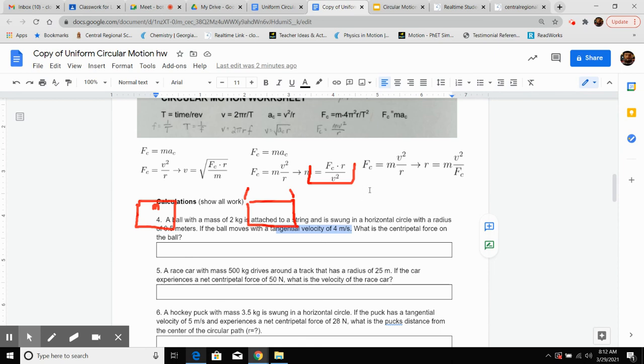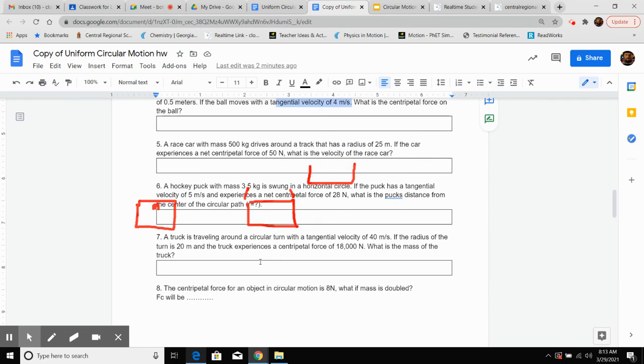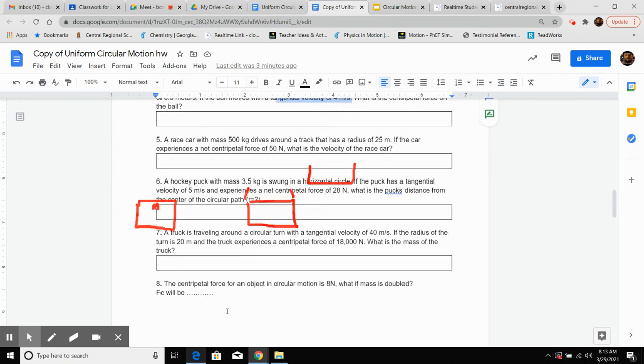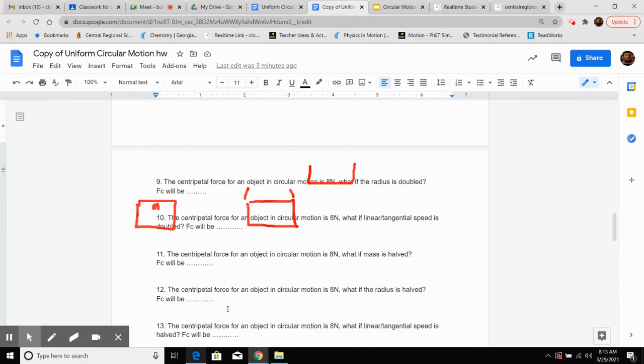Velocity. If you're looking for the velocity, you're going to be using this piece here. I would like to circle it, but then I'm going to have a bunch of dots on my screen. So for velocity, you take the centripetal force given multiplied by the radius divided by the mass and then square root it. These ones here: if the centripetal force is 8 newtons, what would it be if the mass doubled? We just did problems like that in the notes.